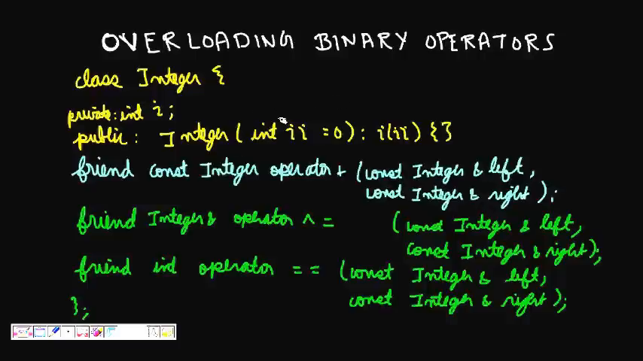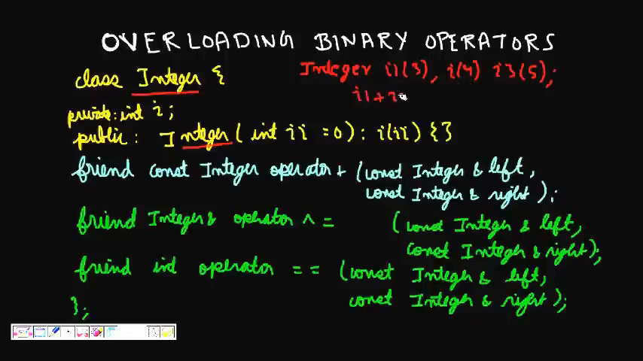Okay, so let's see. We discussed an integer class. It is a simple integer class and it has one member attribute, int i, and a constructor. Now what we want is, when I write something like integer I1 as 3, I2 as 4, and I3 as 5, I should be able to do something like I1 plus I2.